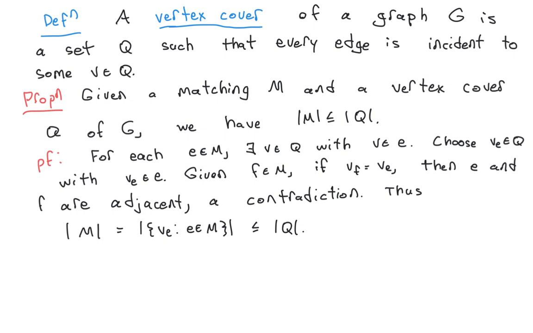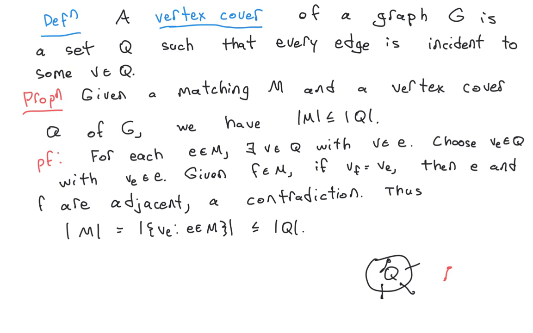But first, a vertex cover is a set Q such that every edge is incident to some v in Q. So the idea is that you've got a set Q, and the point is every edge has at least one endpoint in Q. So you can't have anything out here.